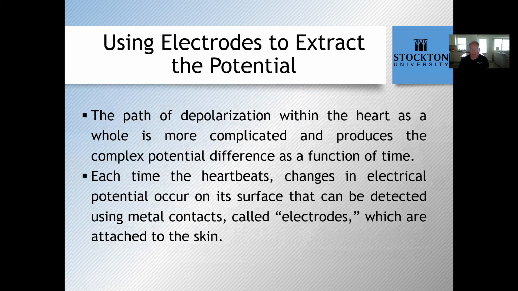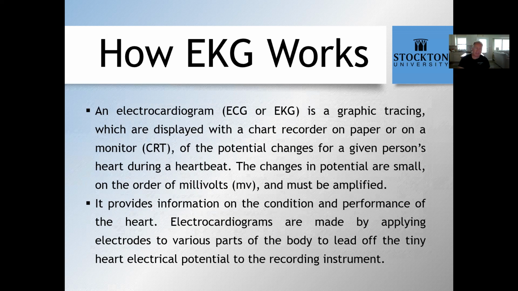So each time the heart beats, changes in the electrical potential occur on its surface that can be detected using metal contacts called electrodes, which are attached to the skin. The electrocardiogram is a graphic tracing, displayed with a chart recorder on paper or on a monitor, of the potential changes for a given person's heart during the heartbeat. The changes in potential are small. They're on the order of millivolts.